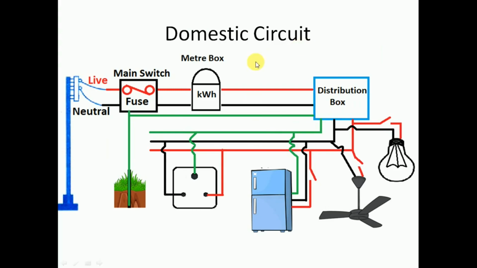Now this is the circuit diagram of a domestic circuit. We have two wires, live wire and neutral wire, and they come to the main switch, meter box, and distribution box, and each appliance is connected across live wire and neutral wire, and in the live wire we have a switch. The appliances which have a metallic body are connected to the earth wire also, and the earth wire is connected to the earth.